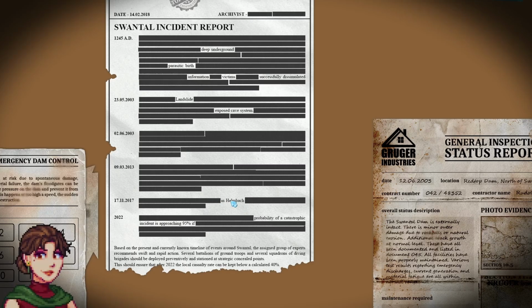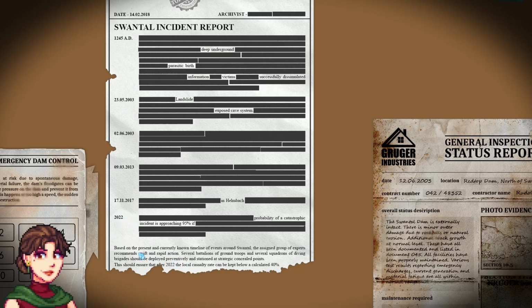Helmbach. So this was the, that was the researcher, wasn't it? Yes. And I just realized I did actually write this down here. I just never actually went to check. Interesting. Probability of catastrophic event is approaching 95% if.